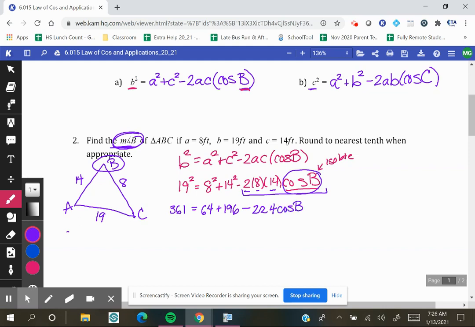Now, one of the most common mistakes here is for students to do 64 plus 196 minus 224. And the reason you cannot do that is because 224 is attached to the cosine. So these three things are not like terms. These two are, because they're not being multiplied by anything else. So we can go ahead and add 64 and 196 to get 260.